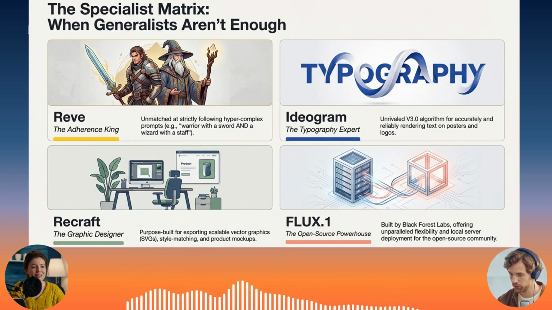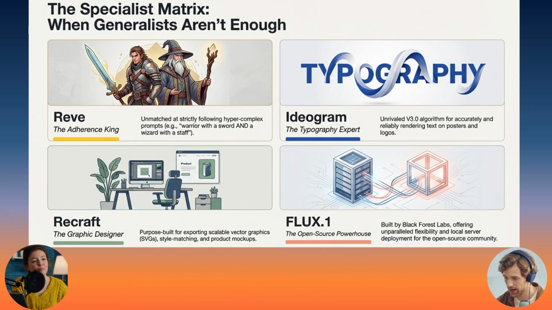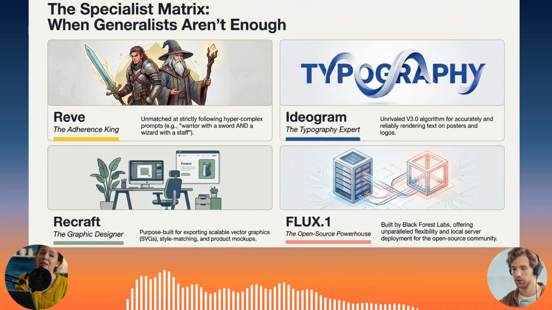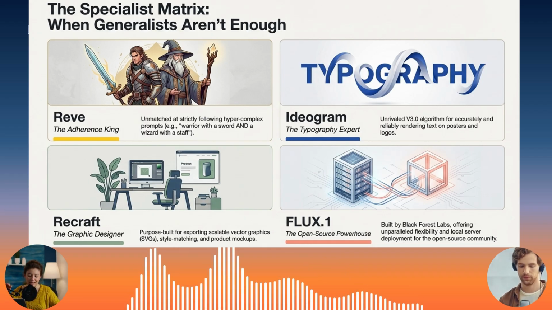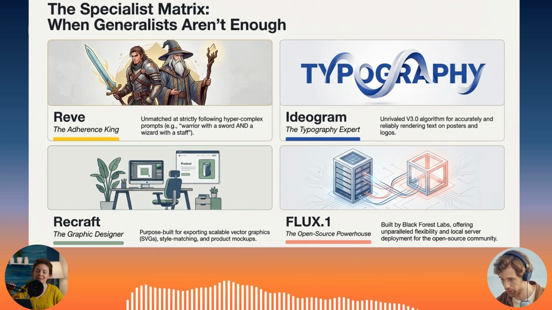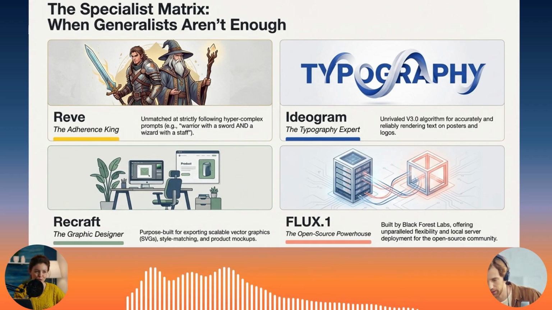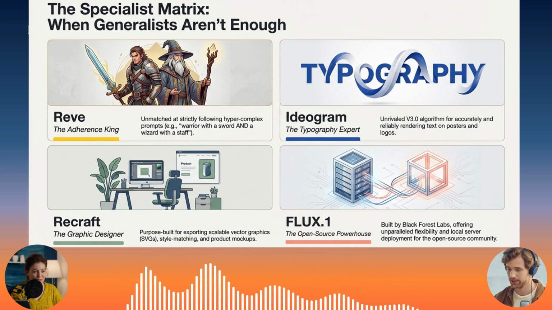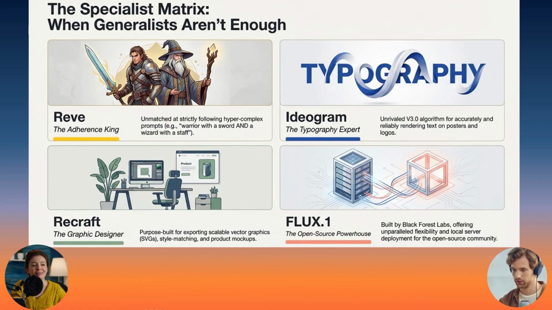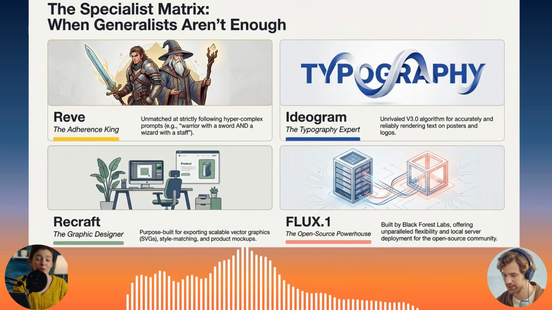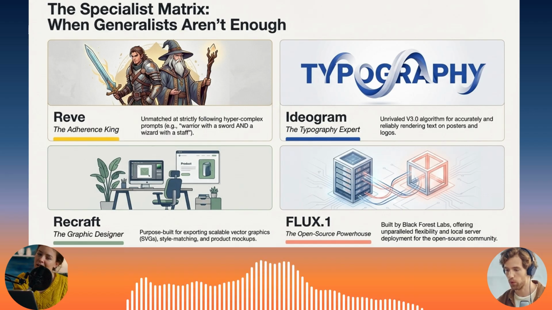Okay. If you give a standard model a complex prompt, say a warrior holding a sword standing next to a wizard holding a staff, most models will occasionally get confused. They will blend the concepts and give the wizard the sword and the warrior the staff. Oh, I've seen that happen so many times. Riv maps the distinct objects to their respective subjects with near perfect accuracy every single time.